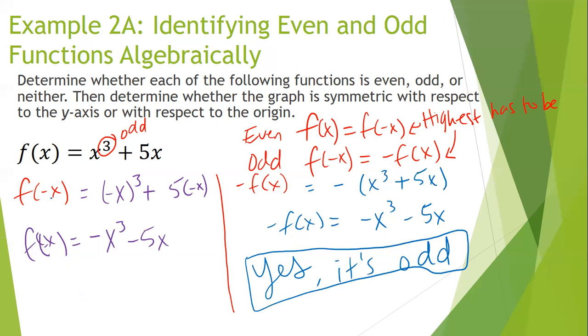Okay, so we found f of negative x, we found negative f of x, and they were the same. And since they were the same, guess what? It's an odd function. Got it? All right. Questions about verifying whether it's even or odd so far? Okay, let's do another one.